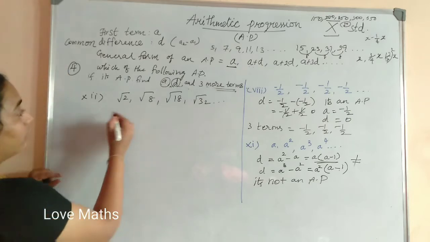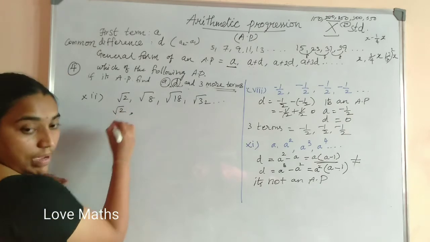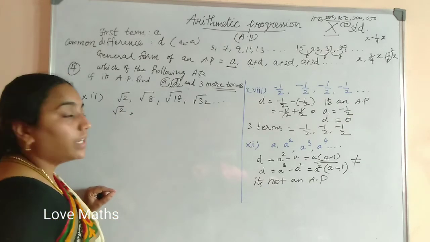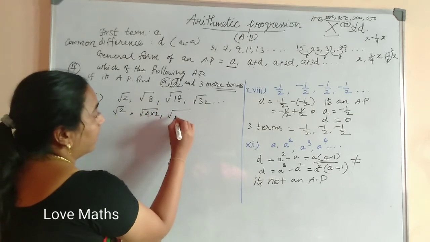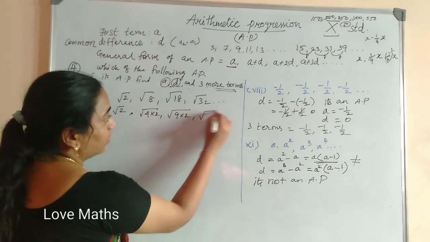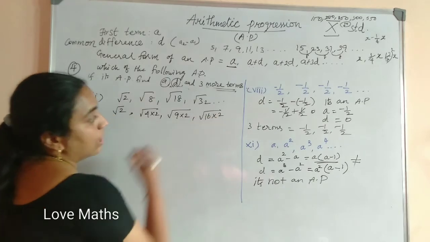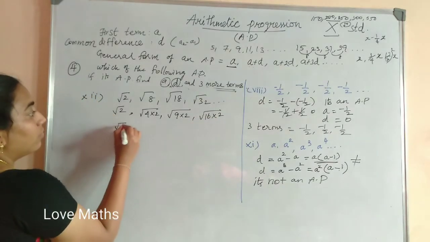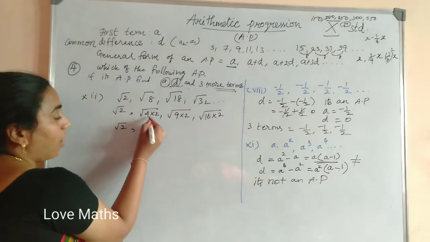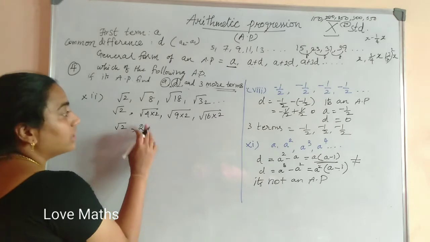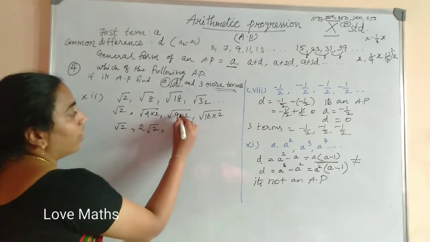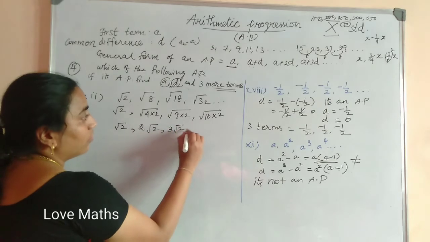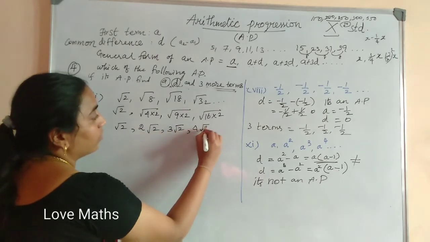Okay. So root 2 we need not do anything. But root 8, how to write? Root 4 into 2. Root 18 is root 9 into 2. Root 32 is root 16 into 2. Okay, so root 2, then how to take 4 outside? The square root of 4 is 2, so 2 root 2. The square root of 9 is 3, so 3 root 2. The square root of 16 is 4, so 4 root 2.